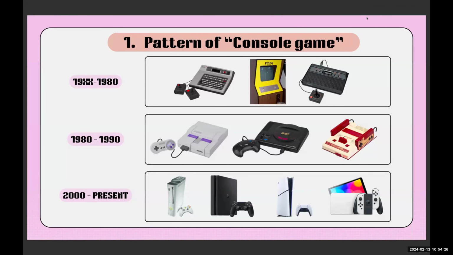Hello, hi. So the pattern that I want to analyze today is console game, which is different from PC games because console games mostly come in a box, like a console. So the first period of time, it's this Odyssey, I would say, I don't really know how to pronounce it exactly.